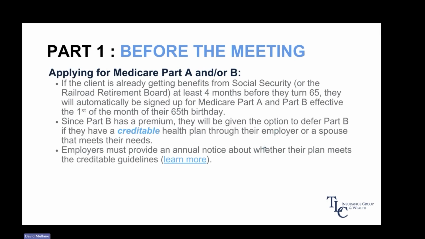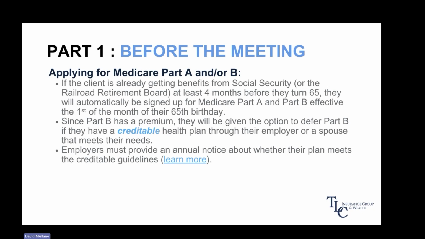So, as we said a moment or two ago, there is a chance that that individual may not have Medicare A and B yet. I already talked about this, but if they're already getting benefits from Social Security or the Railroad Retirement Board 4 months before they turn 65, they're automatically going to be signed up for Part A and Part B. That's going to happen on the first of the month of their 65th birthday. They should get their Medicare ID card in the mail several months before that birthday month. Since Part B has a premium, they will be given a packet in the mail with the option to maybe defer Part B. And they might choose to do that.